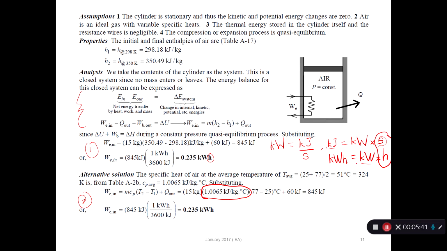That's how you convert. Okay, so we'll discuss this when we meet if you have any questions left. All right, see you.